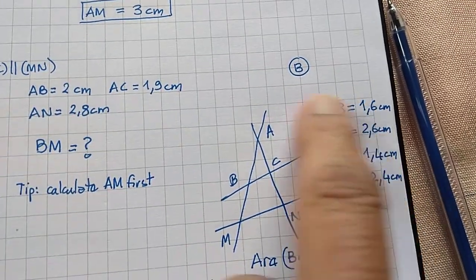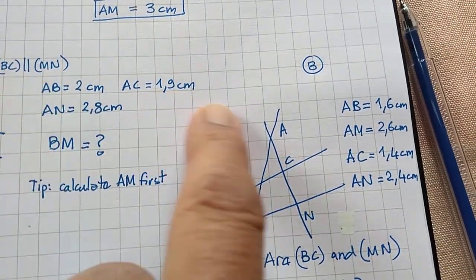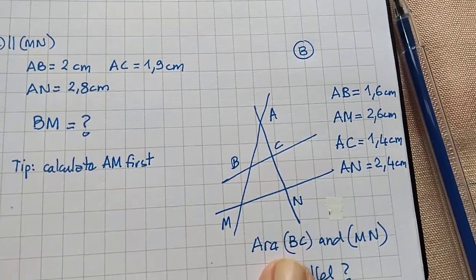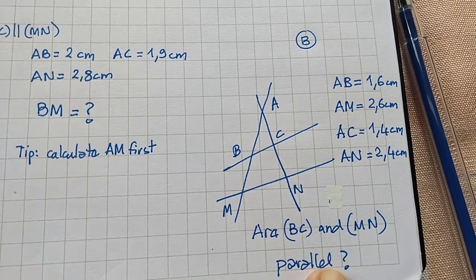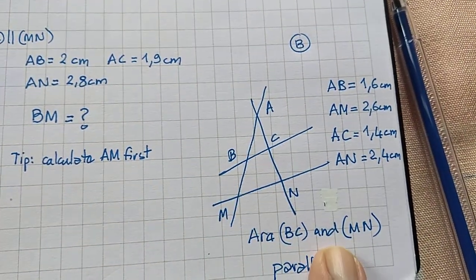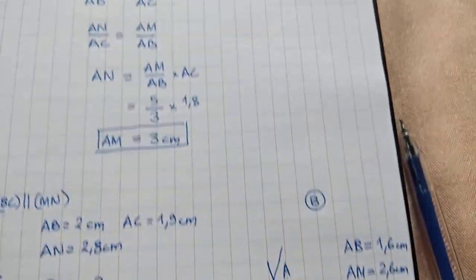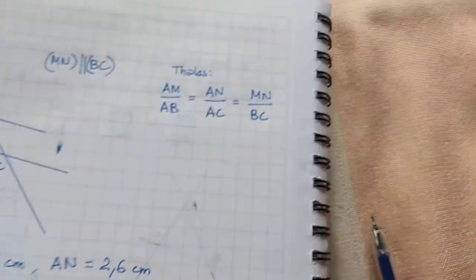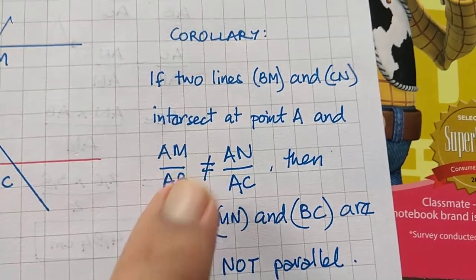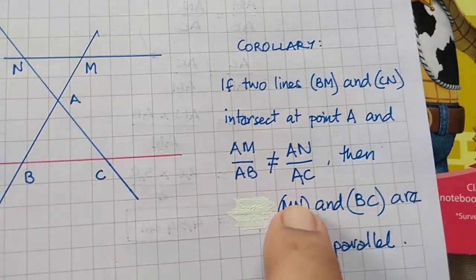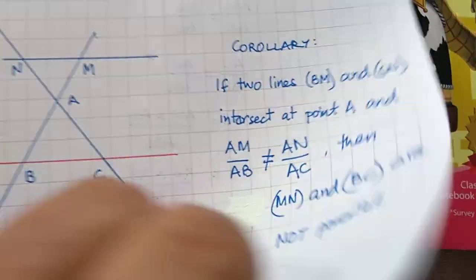You see, in this case I did not say BC is parallel to MN. Here I am giving you all four measurements and I am asking you, are BC and MN parallel? So the answer to this problem will be either yes or no, and you have to use the theorem of Thales to show it. You know, this is the corollary that I had mentioned earlier. If this is not true, then MN and BC are not parallel.